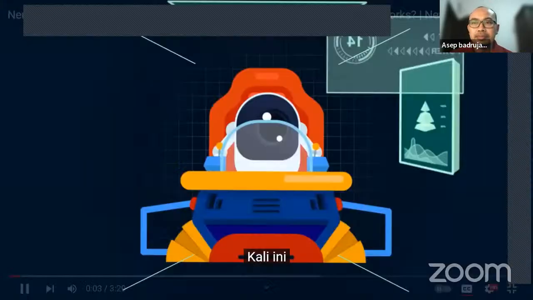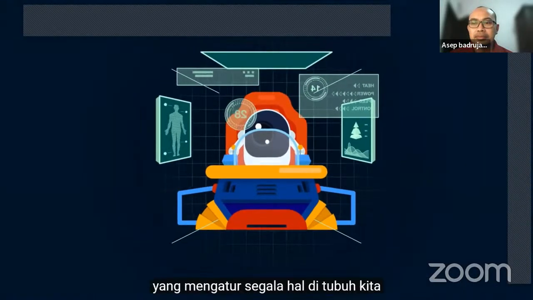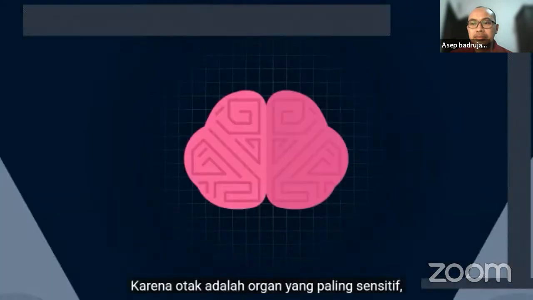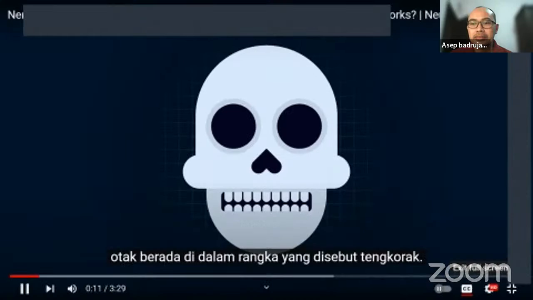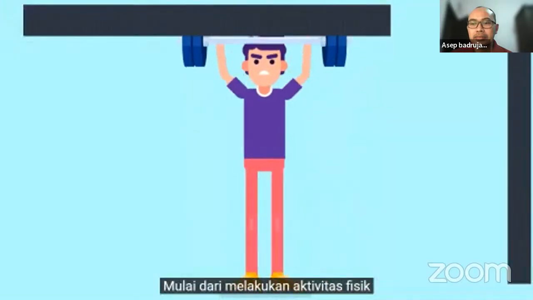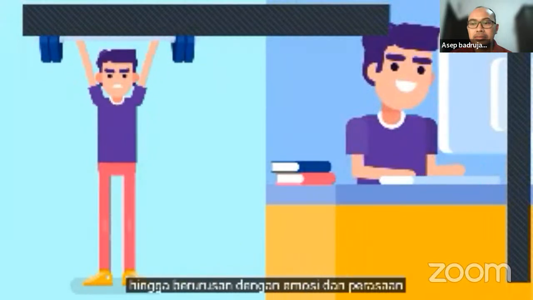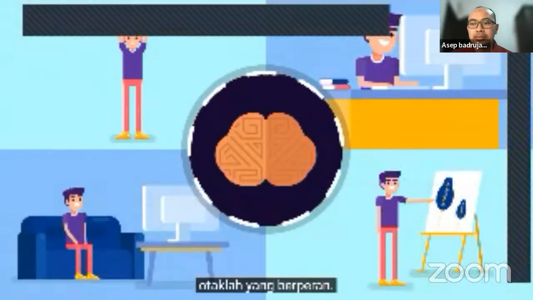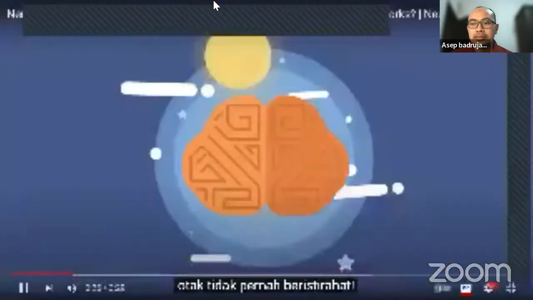Today, we will talk about an organ that rules all of our body, and that is our brain. As it is the most sensitive organ, our brain is kept inside a bony covering called skull. From doing physical activity to solving logical problems, from dealing with emotions and feeling to creativity, the brain is responsible for all. Therefore, it never sleeps.